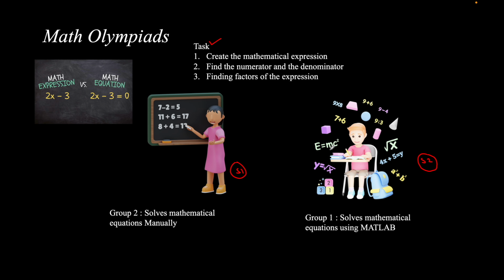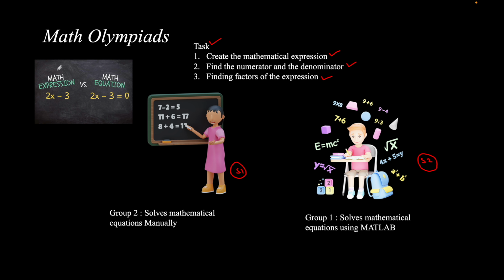So in this case, they are being given an assignment, which is the task that they are being given, and to both teams it is the same task: create the mathematical equation for this. They will give a problem, and based on that, you need to create a mathematical expression. Okay, and then find the numerator and denominator for the same, and also the factors of that expression, and that needs to be done within a very quick time. The quicker the response, the more the rewards.